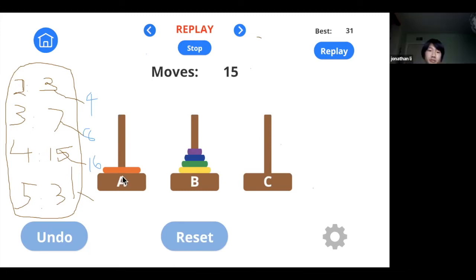Remember how we have to move the stack of 4 rings? So that takes 15 moves. You have to move it to B. And then we have to move it back to C on top of the orange ring. Yeah, nice.